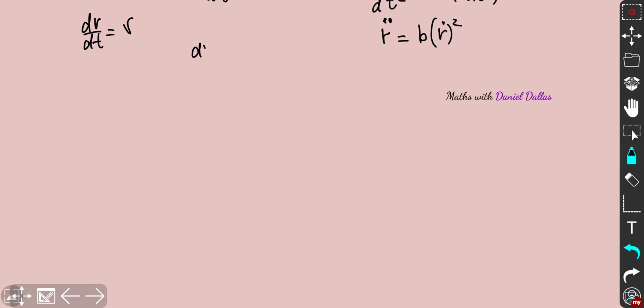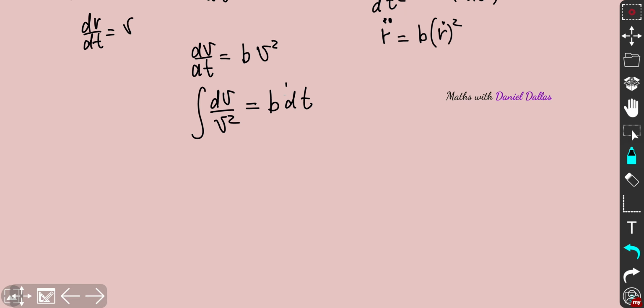So we'll get the following: dv over dt is going to be b v squared. All right, so let's split the variables, and right now what we are going to have, dv over v squared is going to be b dt. All right, that's pretty simple right now. We can integrate that, and if we integrate, we'll get the following: minus 1 over v, that's the left hand side, okay, and the right hand side is going to be bt, let's say, plus c.